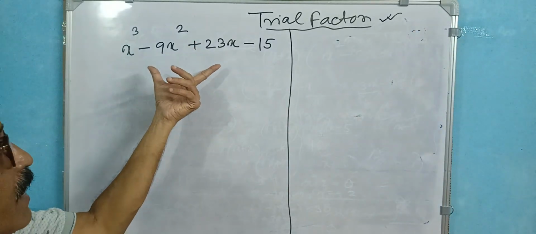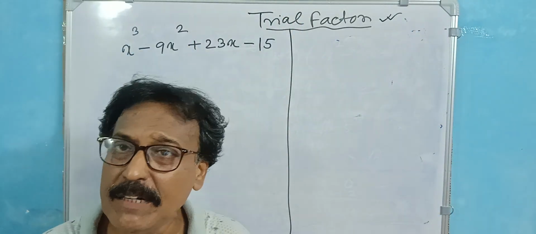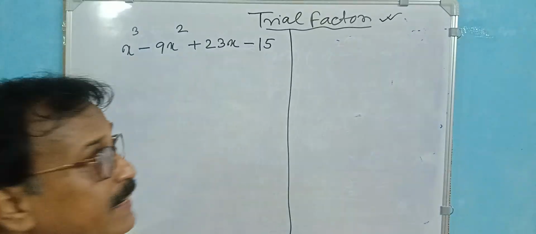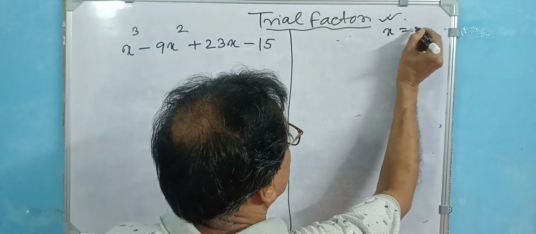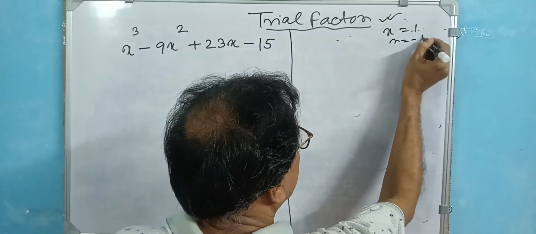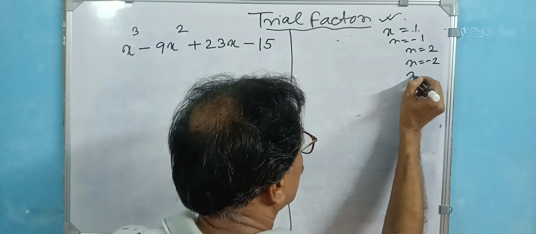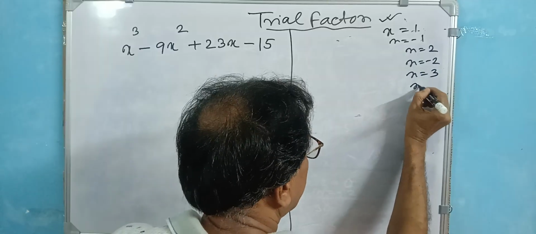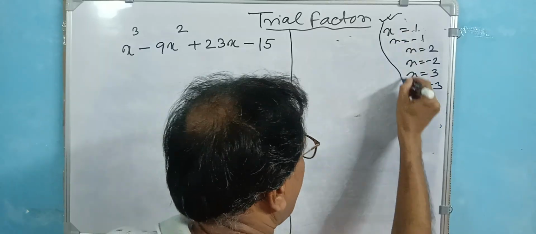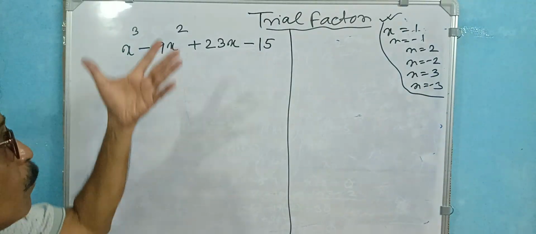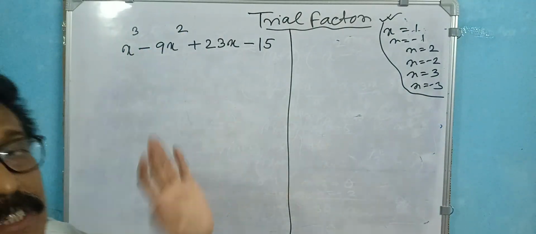In all these places, the trial factor means trial and error process. You take x is 1, you take x is equal to minus 1, you take x is equal to 2, you take x is equal to minus 2, you take x is equal to 3, you take x is equal to minus 3. Putting these values, you have to see for which value you get 0.